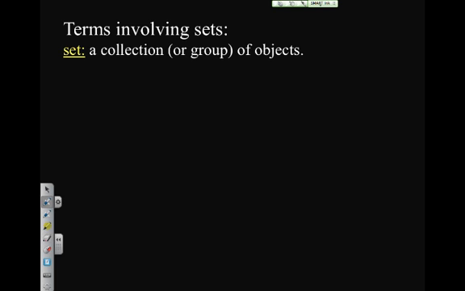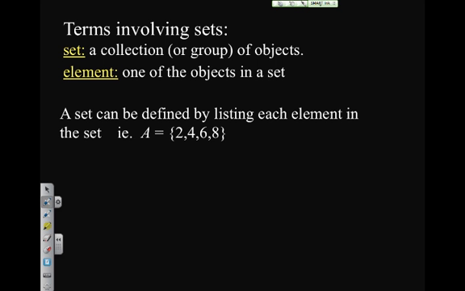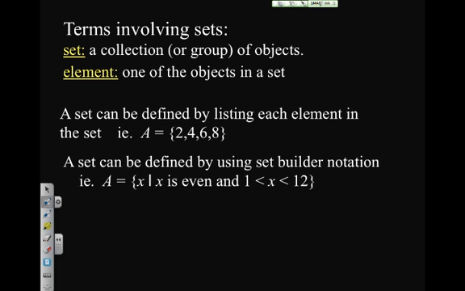Some terms involving sets. When we talk about a set, this is a collection or a group of objects. So a set is just a fancy word for a group when we talk about sets in math. An element is just one of the objects in a set. And we can define a set by listing each element in the set. For example, we could say set A is equal to the set of numbers 2, 4, 6, and 8.